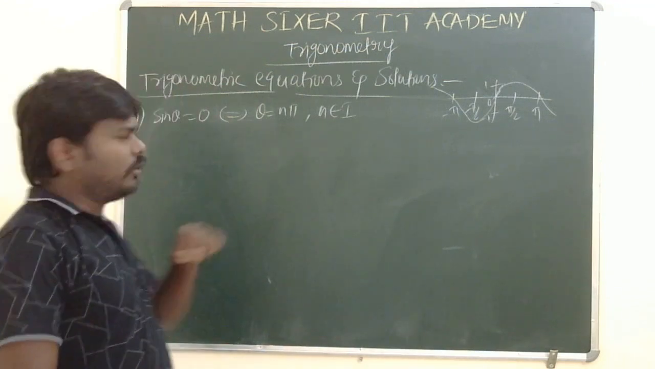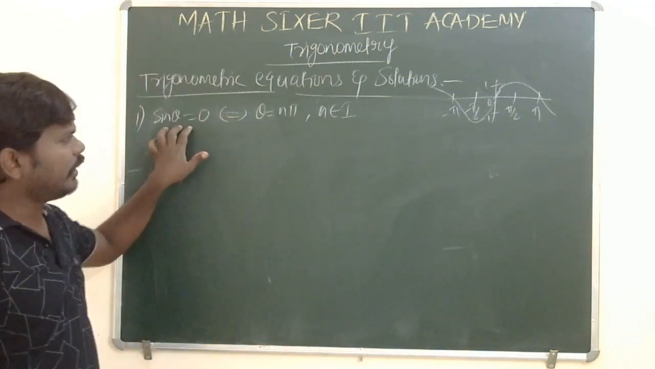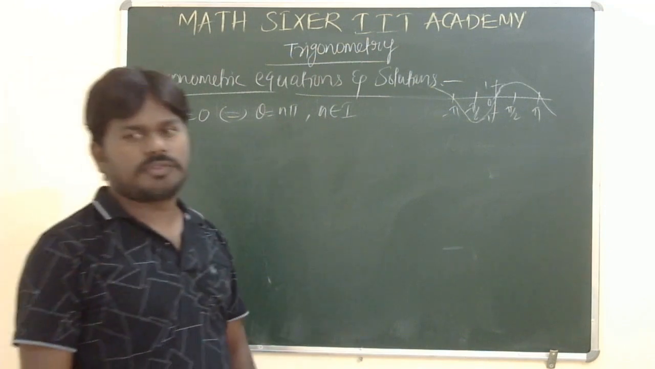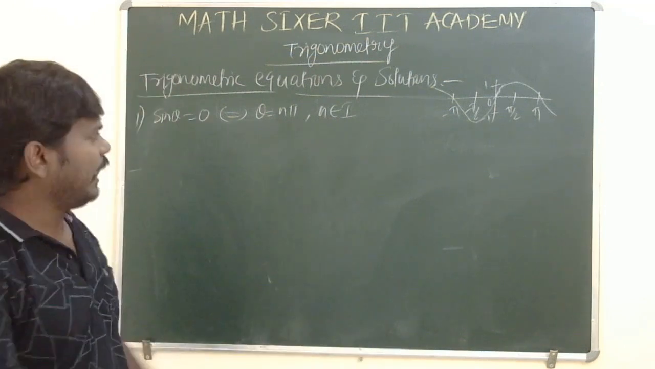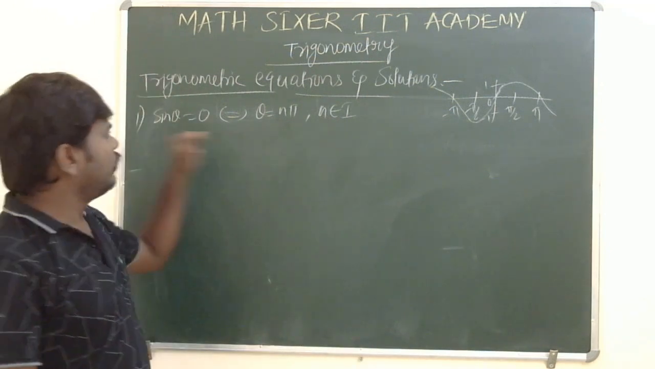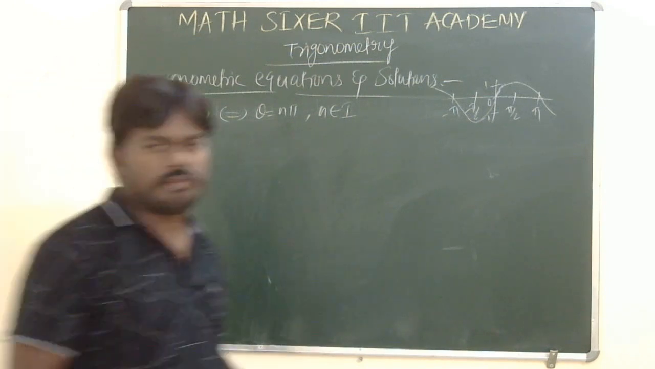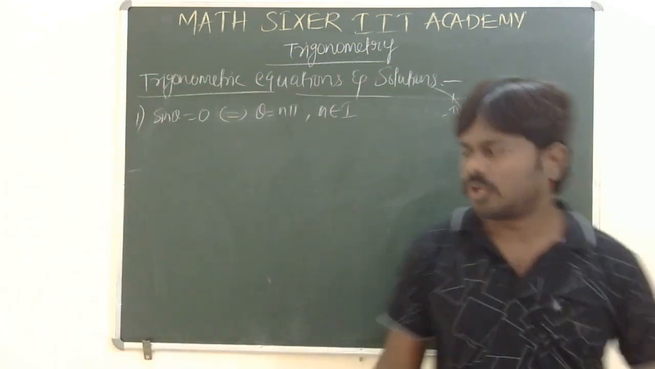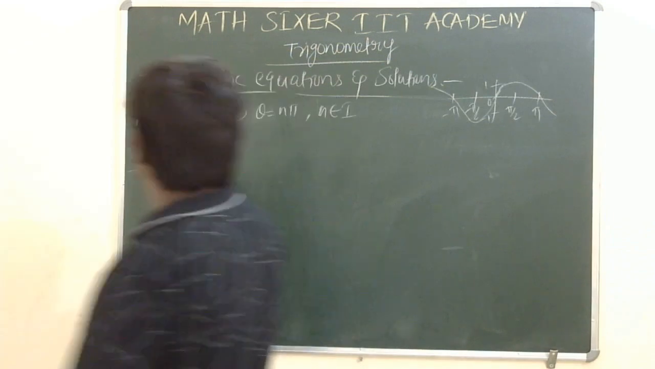So the value of theta here, theta is equal to n pi, means all integral multiples of pi, the value of sin theta will be vanishing to 0. Okay. So this is the important point.